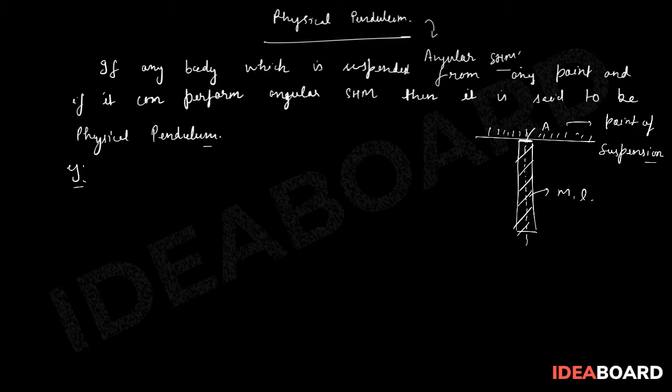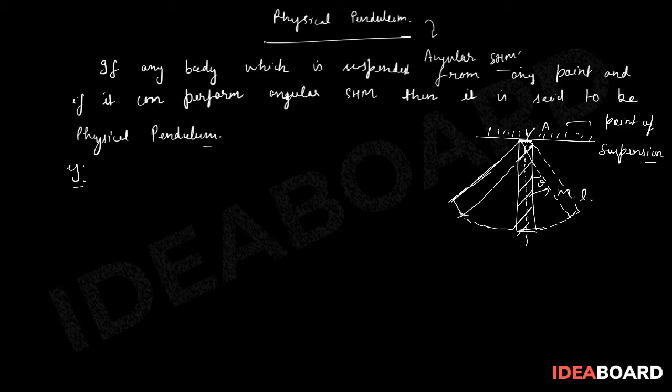Now suppose, if this can perform angular SHM, that means if we rotate this rod with a certain angle theta, the rod goes like this, and of course it will come back like this. If you displace this rod with an angle theta and it is performing angular SHM, then we need to calculate the time period of that physical pendulum. Okay, so how to do it? We have done the case of simple pendulum, likewise we need to do here.